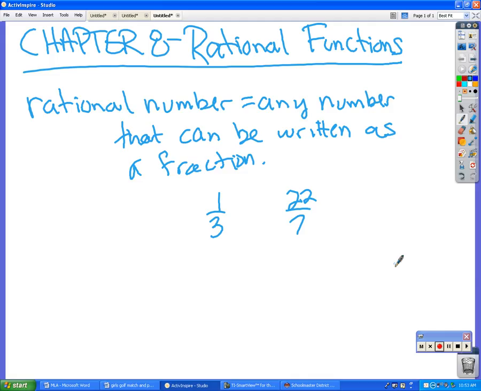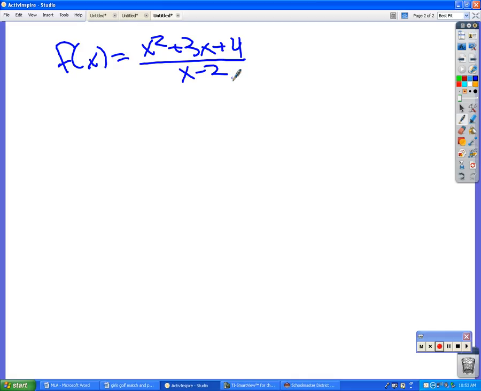My point is, Chapter 8 is on rational functions, and so what we're going to look at is functions that are written as fractions. So instead of just things like f of x equals x squared plus 3x plus 4, we're going to say f of x equals x squared plus 3x plus 4 over x minus 2. And we're going to mess around with that. So that's the tone of this chapter, taking the functions that we've looked at before in the other chapters and looking at them as fractions. Okay? Make sense?